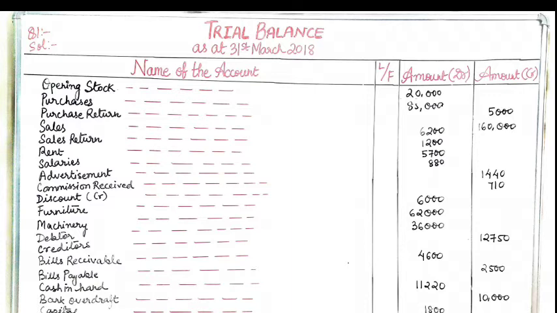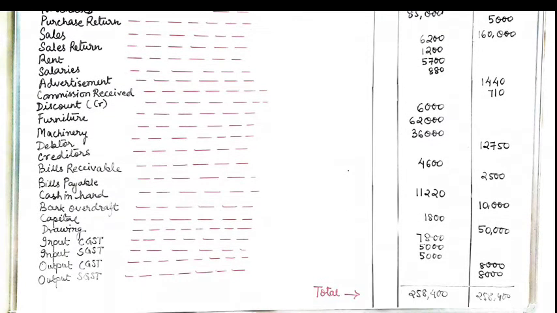Opening stock, debit balance; purchases, debit balance; purchase return, credit balance; sales, credit balance; sales return, debit balance; rent, debit balance; salaries, debit balance; advertisement, debit balance; commission received, credit balance; discount received, credit balance; furniture, debit; machinery, debit; debtors, debit; creditors, credit; bills receivable, debit; bills payable, credit; cash in hand, debit; bank overdraft, credit; capital, credit; drawings, debit; input CGST and input SGST, debit; output CGST and output SGST, credit.